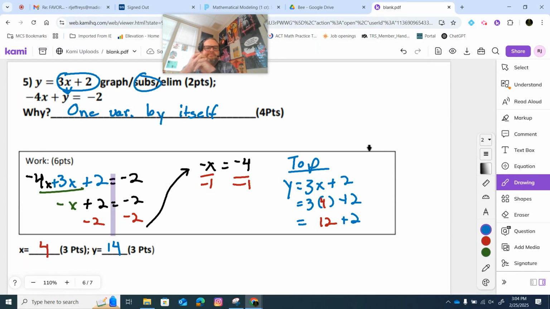Okay. Now this one you could have graphed, but your point wouldn't have landed on the grid since it's 4, 14. Not necessarily on the grid, but you know, good try.